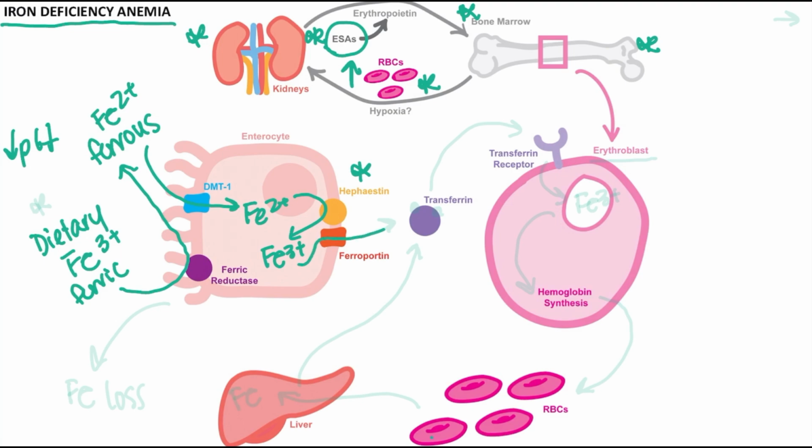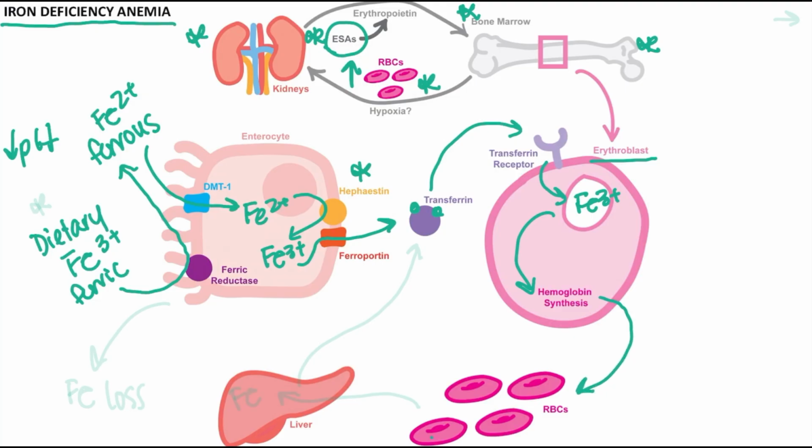ferroportin. Ferric iron is eventually bound to transferrin in the circulation, where it is transported to the bone marrow, where the two ferric irons and transferrin complex interacts with the transferrin receptors on erythroblasts and then undergoes endocytosis. Once inside the erythroblast, it is used for hemoglobin synthesis to eventually form mature red blood cells.